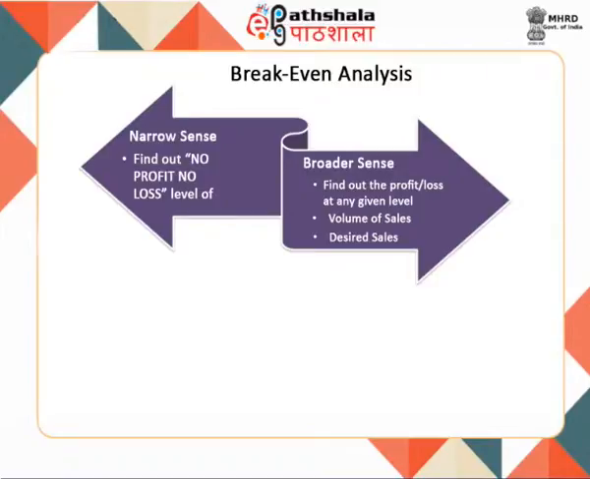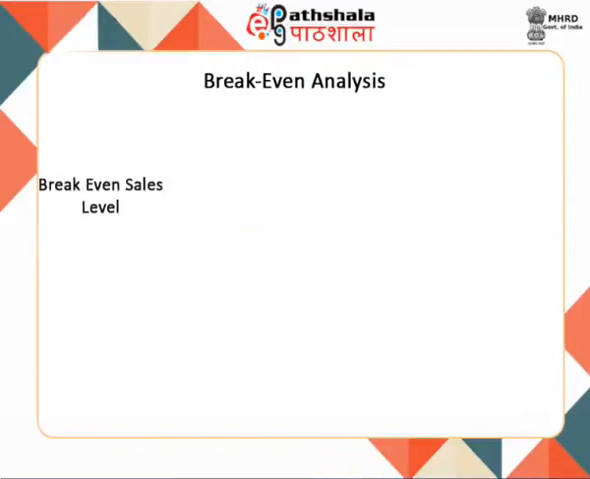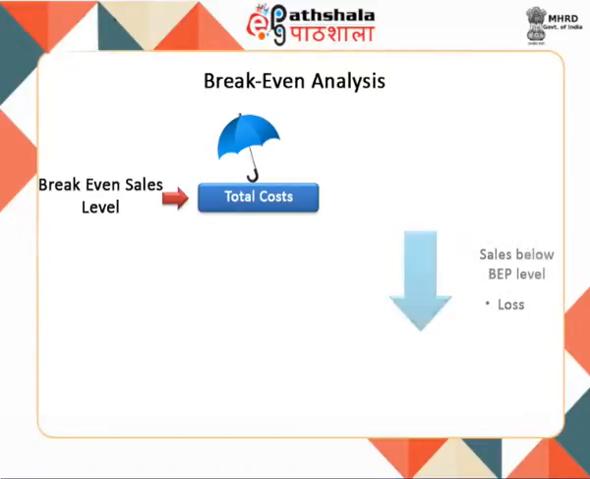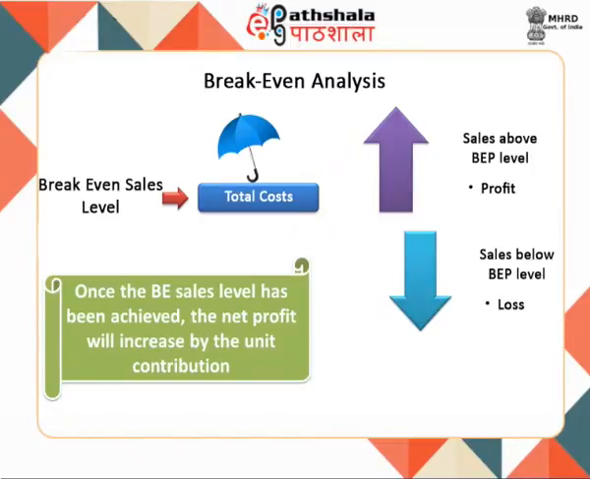The break-even point is the sales level at which contribution margin is just equal to fixed cost and the firm has no profit and no loss. At break-even sales level, the total cost, that is, the fixed cost as well as the variable costs, are just covered. Any sales level below the break-even point will therefore result in loss, and a sales level above the break-even point will bring profits to the firm. Once the break-even sales level is achieved, the net profit will increase by the amount of unit contribution.